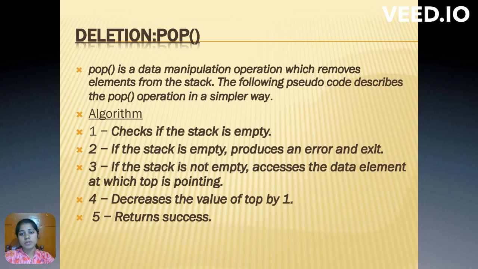Here is the algorithm for pop. In step 1, it checks if the stack is empty or not. If the stack is empty, it produces an error and exits. Step 3, if the stack is not empty, access the data element at which top is pointing. That means the element on the top, the last element entered. After accessing, it decreases the value of top by one. Then in step 5, it returns success.